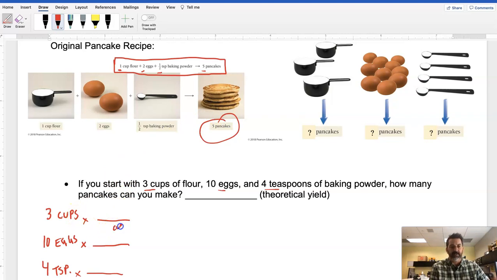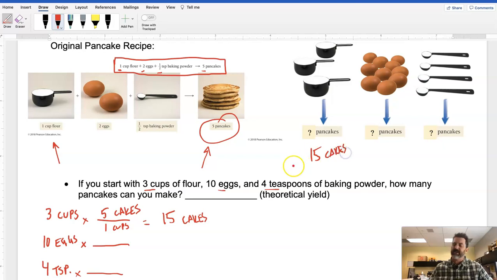So I'm going to put cups on the bottom, and I need some sort of ratio. Well, the balanced equation or the recipe is going to tell us that. It's going to say that for every 1 cup of flour, I can make 5 pancakes. So there is my mole ratio, and I got that right off the balanced equation, or right off the recipe. That means just with 3 cups of flour, I can make 15 pancakes. Visually, over here, with 3 cups of flour, I can make 15 pancakes. I'm not taking into account the other ingredients yet. I'm just saying how much can I make with each of these.